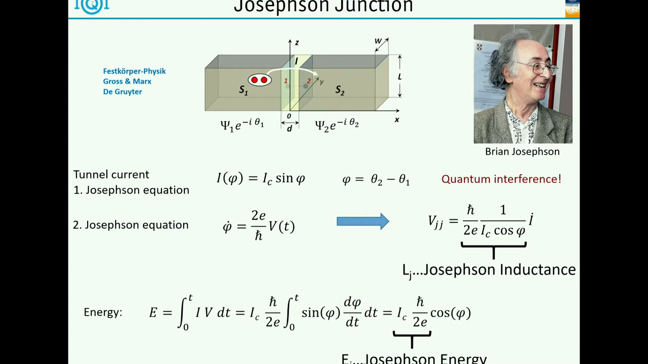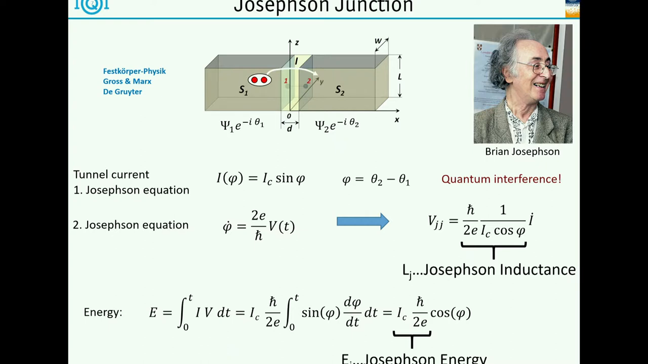I've pushed all of the constants in front of the integral, and then all I have to do is evaluate that. Instead of integrating over t, because I have this time derivative of the phase, I integrate over phi, and I arrive at this final equation. And what we see is that the energy stored in such a Josephson junction is proportional to the cosine of the phase difference. OK, so this is just something to keep in mind. We'll need that later on again: this Josephson junction is essentially a nonlinear inductance, and the energy stored in it is proportional to the cosine of the phase difference.